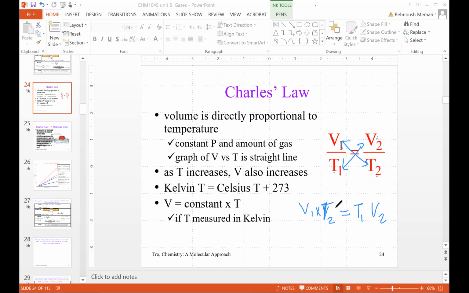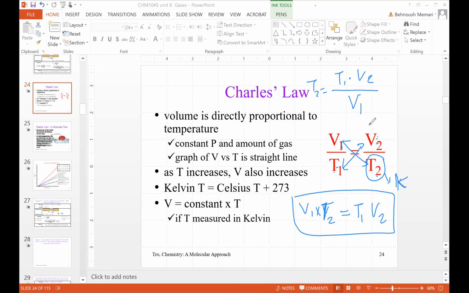in order to rearrange, like if you're finding T2, how would you rearrange it? T2 is going to be T1 times V2 divided by V1. So T1 times V2 divided by V1 for rearranging the formula. You can change the format this way, or any way that you have learned in math is fine. What my chemistry concern would be is that temperature must be in Kelvin, and this formula can only be used if the pressure and the number of moles are constant.